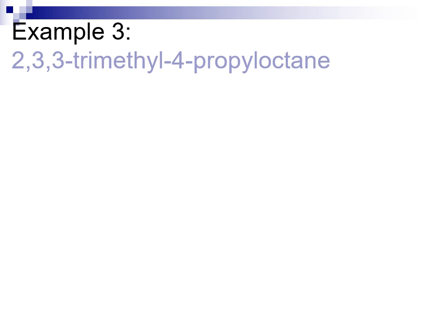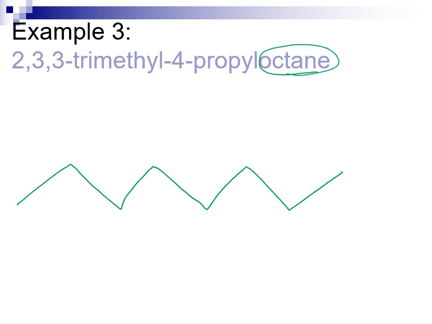All right, with this one here, we have an octane. So 1, 2, 3, 4, 5, 6, 7, 8. So there is our octane. So again, look at the name, start with the parent, and then figure out what is on that parent. And so here, there are 3 methyl branches, and they are on carbon number 2, number 3, and number 3. So let's try not numbering this time.